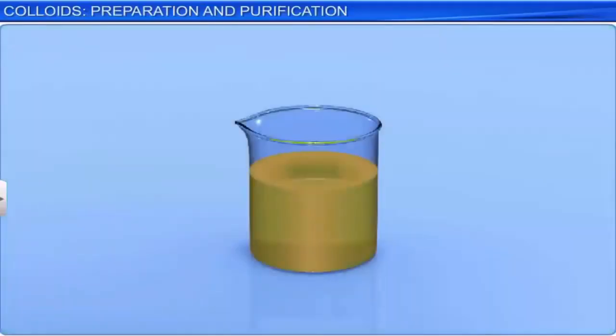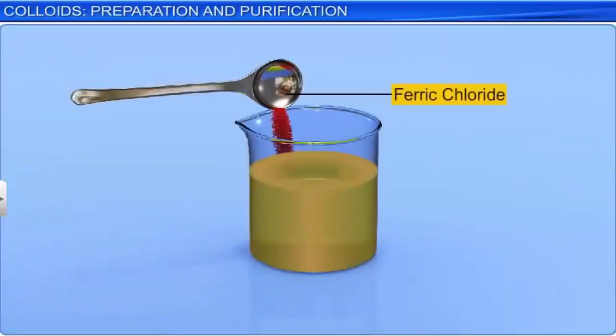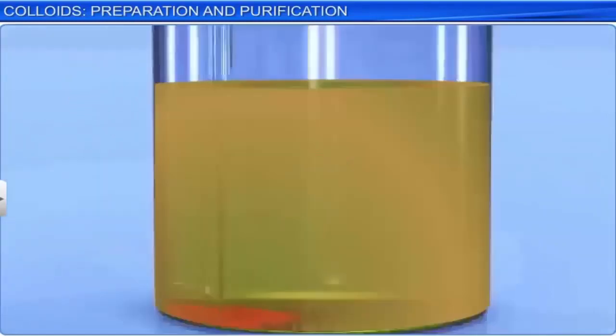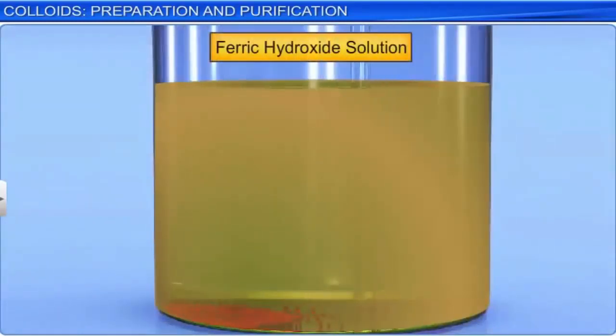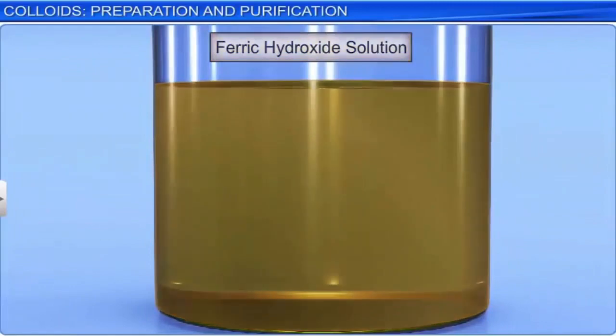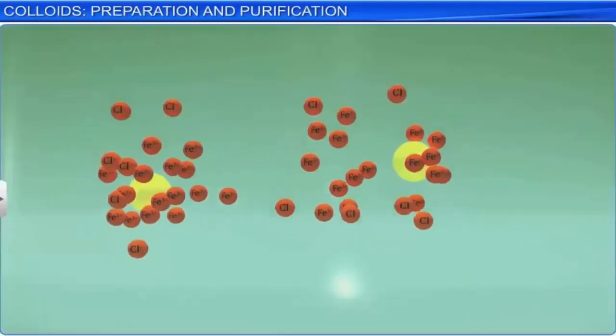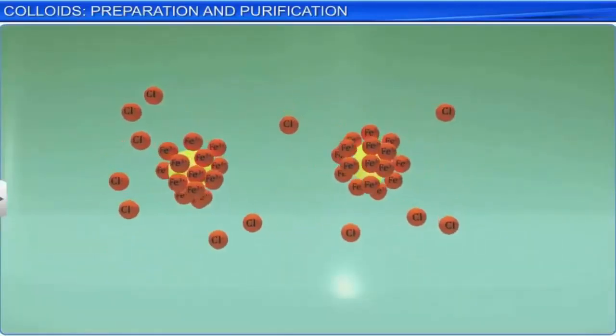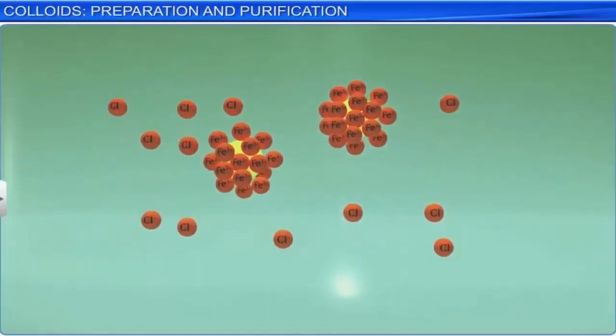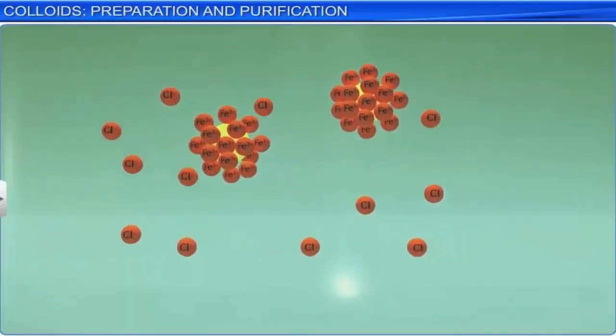For example, the addition of ferric chloride to a freshly prepared precipitate of ferric hydroxide converts it into a colloidal solution reddish-brown in color. Here, the ferric ions from ferric chloride get preferentially adsorbed by the ferric hydroxide precipitate.